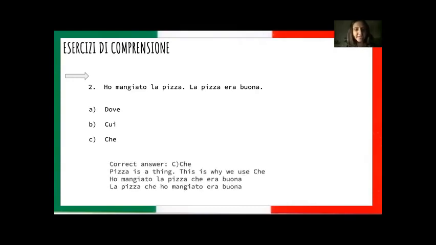Okay, so let's see. The correct answer is C, che, right? Pizza is a thing. This is why we're using che. And there is no preposition. So this is also the reason why the other ones are excluded, and dove instead cannot be used, because that's used with a place and cannot be used with pizza. So everybody got this? Okay, very, very good. Okay, let's move on.